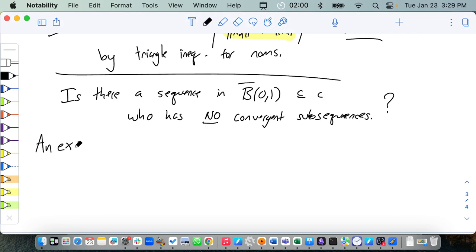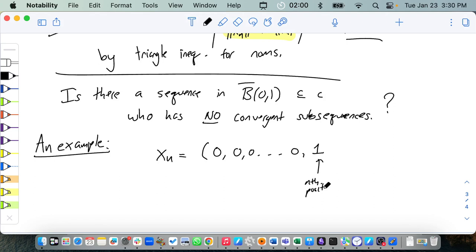This is the example I have in mind. Here's my sequence. x_n is the sequence which starts with a bunch of zeros, 0, 0, 0, 0, 0, and then it has a 1 in the nth position, and then after that it's 0, 0, 0 forever. So that's x_n. This is a little bit like the sequence version of that sliding spike function we saw before in Desmos. That was a function on [0,1] with a spike equal to 1, and that spike was collapsing in towards 0, getting infinitely close to 0.